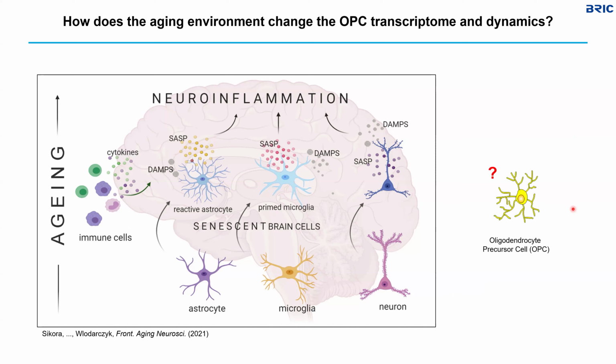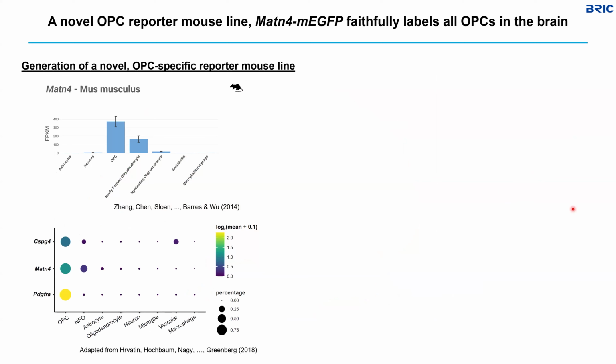In order to ask this big question of how aging changes OPC transcriptome and dynamics, we actually started out by making a new transgenic mouse line. So we made a new OPC reporter mouse line using this gene called Matrilin-4.